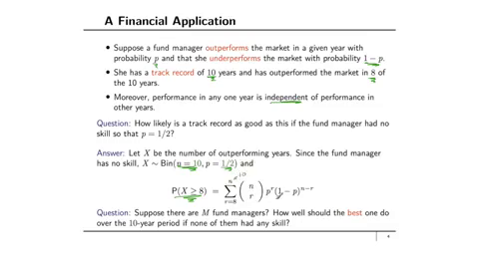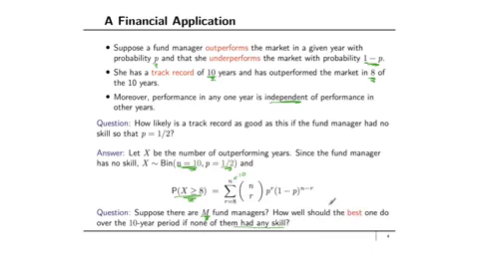One can compute this probability, and if it's very small, then you might conclude that the fund manager was not lucky and that she had some skill. But actually, this opens up a whole can of worms. There are a lot of other related questions that are very interesting. Suppose there are M fund managers. How well should the best one do over the 10-year period if none of them had any skill?